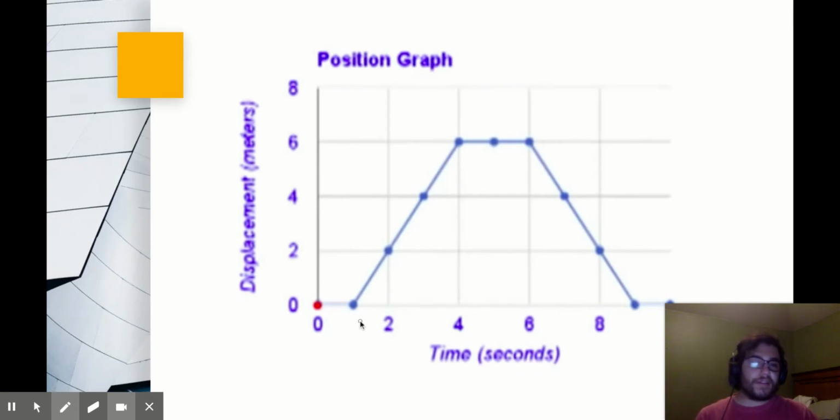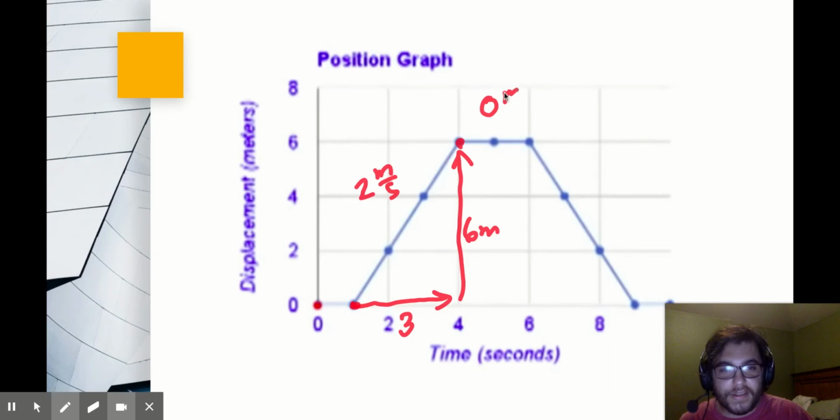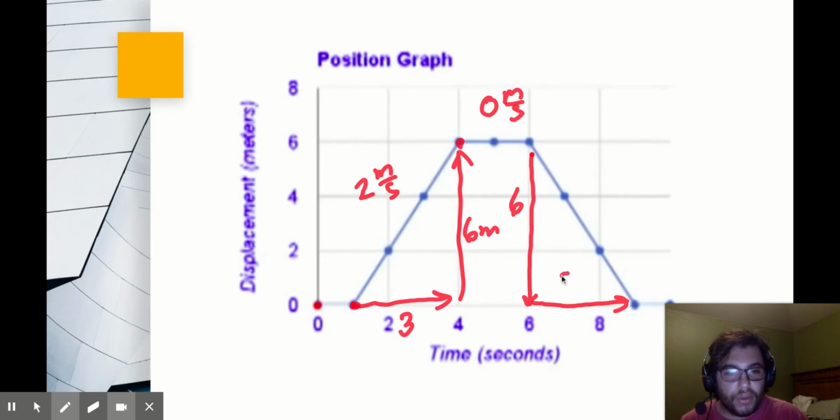If I wanted to calculate the slope of this section right here, all I gotta do is rise over run. So I run 3 seconds, rise 6 meters, and I get my value of 2 meters per second. If I look at this section, what's my slope? Oh my God, it's 0. Did I hear that from someone in the back? You're right, it is 0 meters per second. And then down here, again, I move 6 meters in 3 seconds.